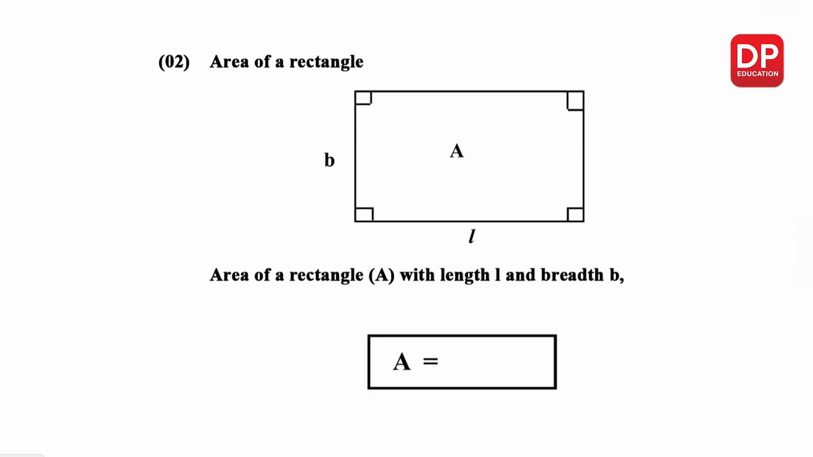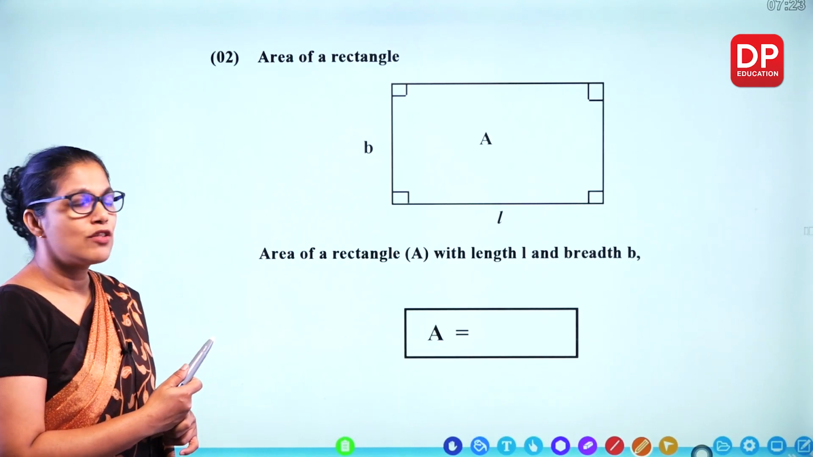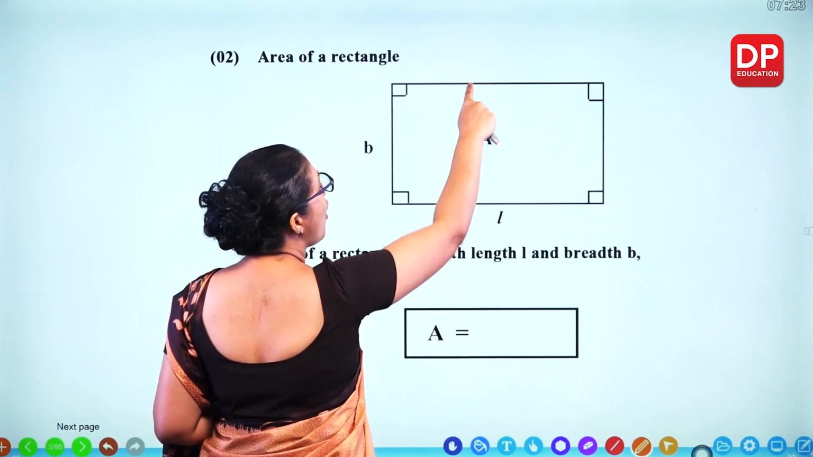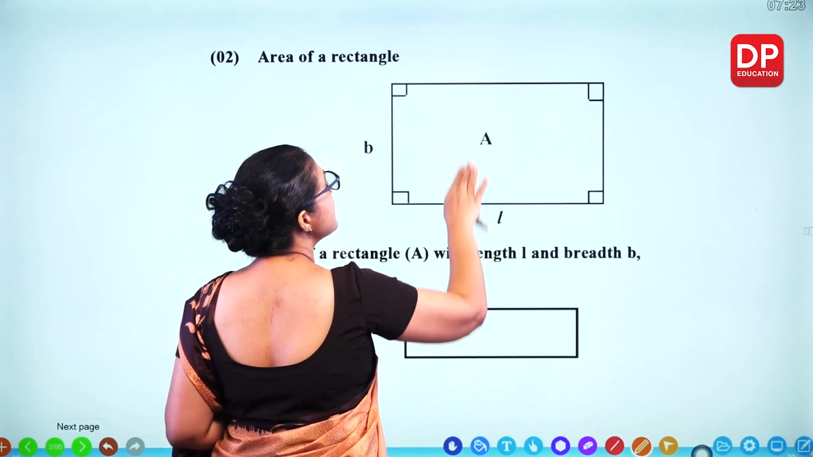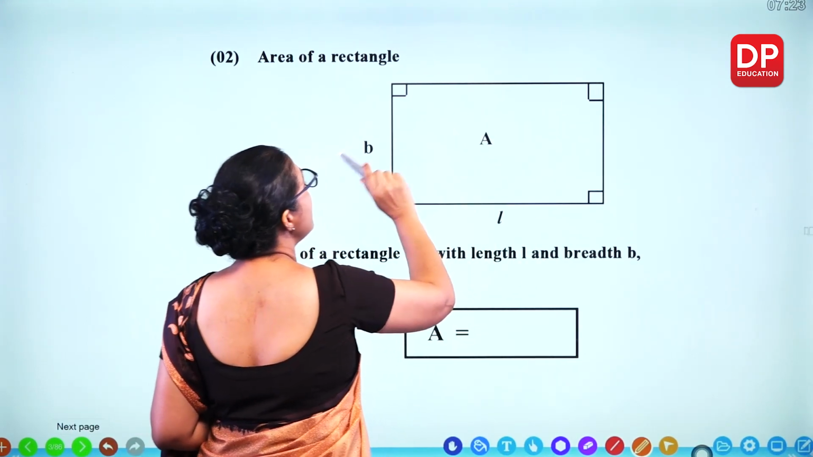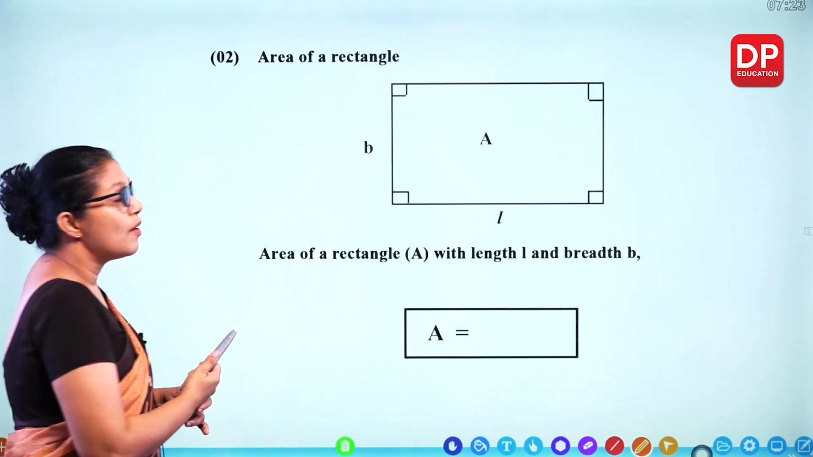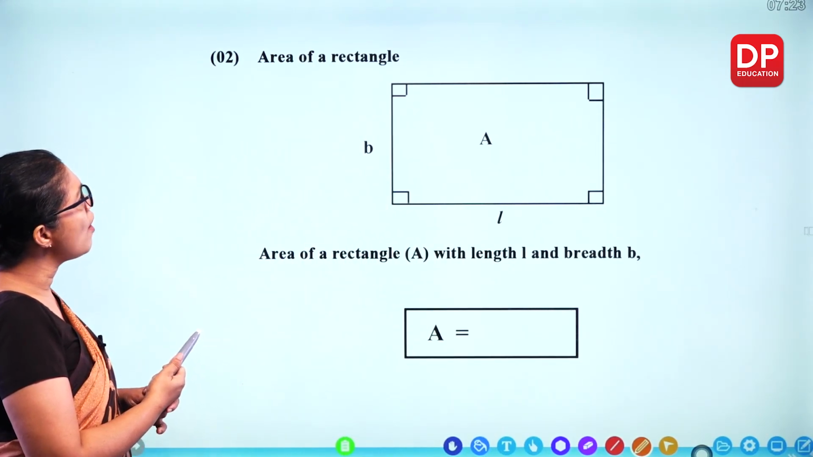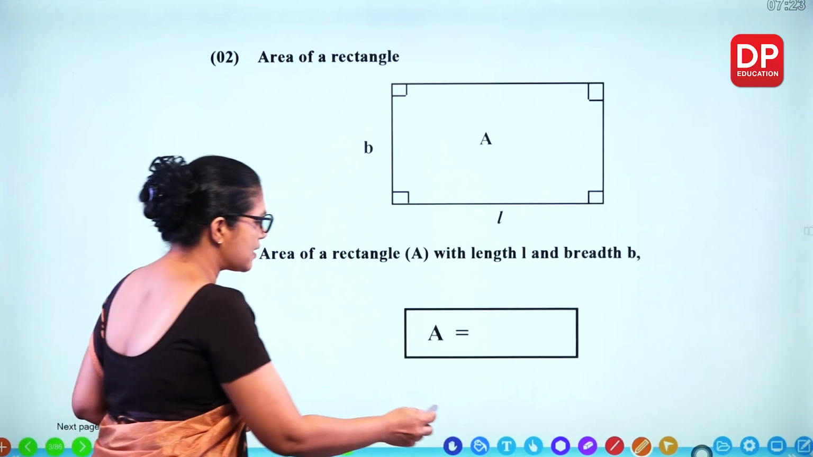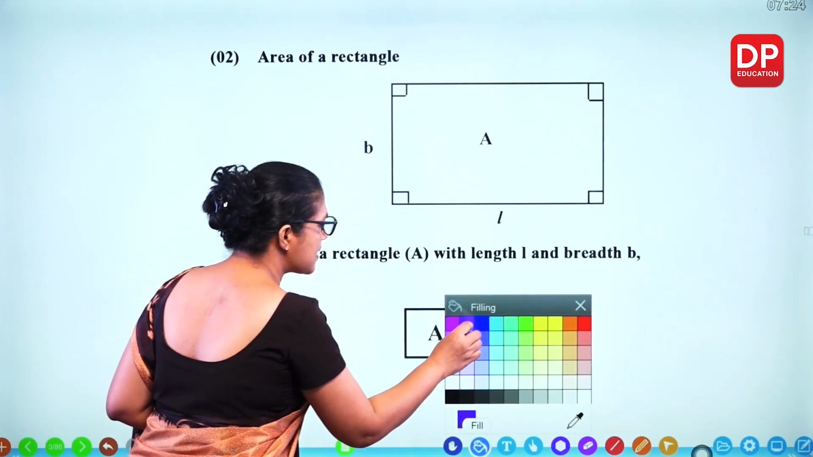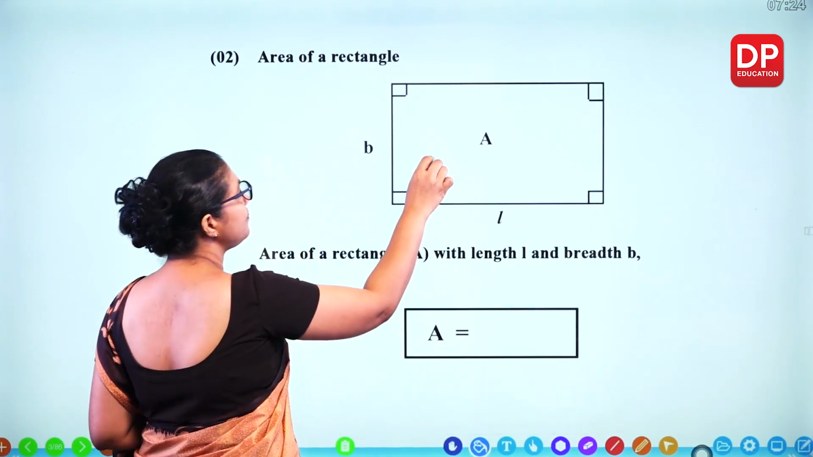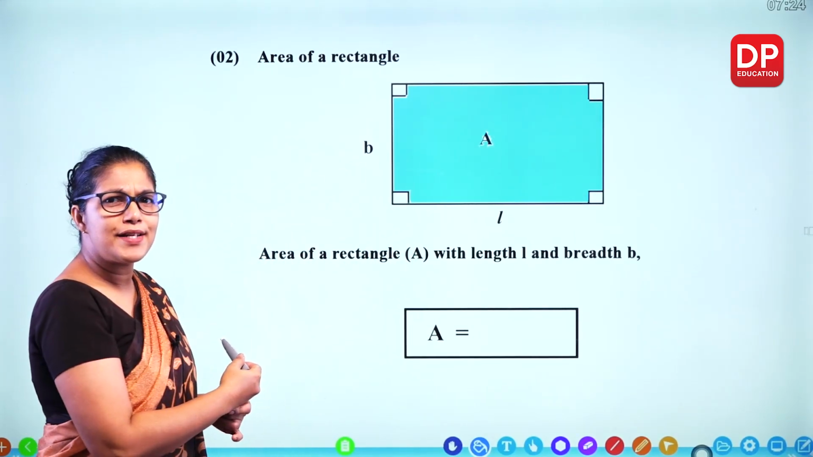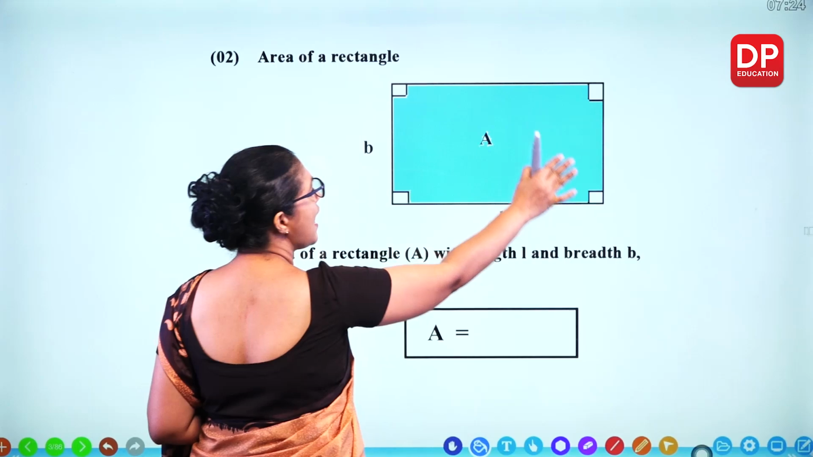Now we'll take a rectangle. Opposite lengths are parallel and the same length. And this is the width, we call it breadth there. So how do we find out the area of a rectangle? What's the space occupied by this figure? This area.